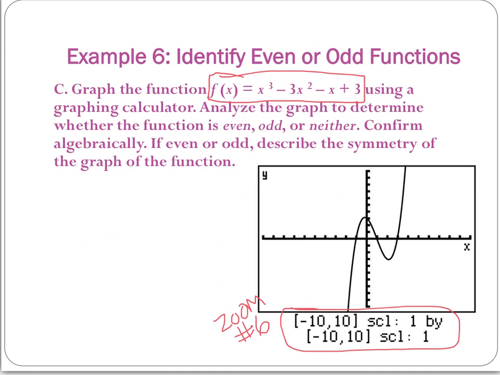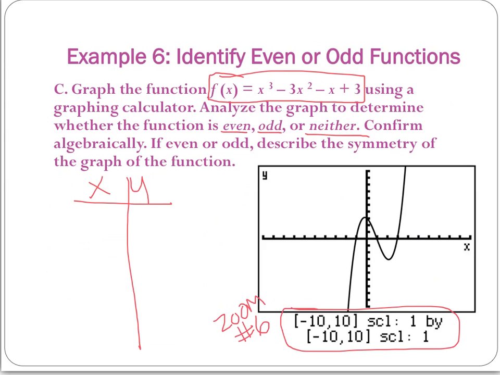And so when we're looking at this graph, we want to determine the possible types of symmetry. Even functions have y-axis symmetry, odd functions have origin symmetry, and then it could be that the function has neither of these types of symmetry, and is thus neither even nor odd. To look at this, I'm going to determine a table of values.